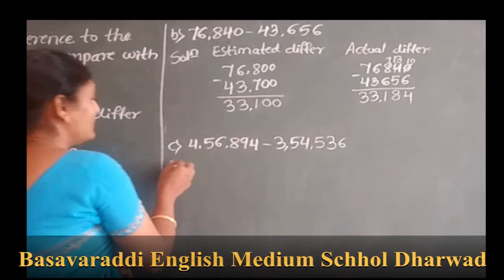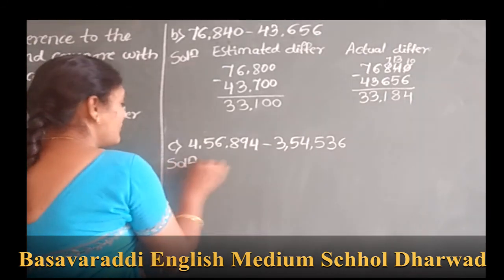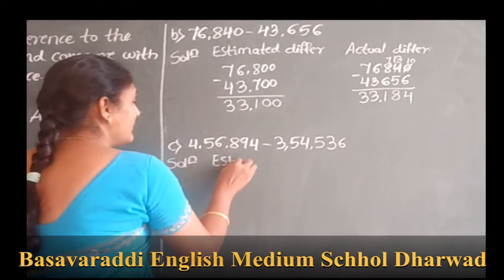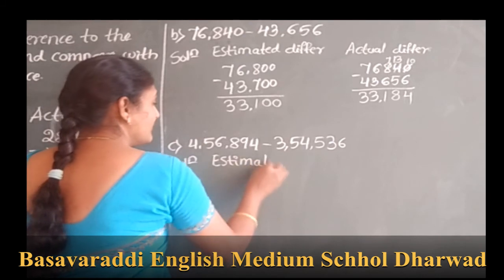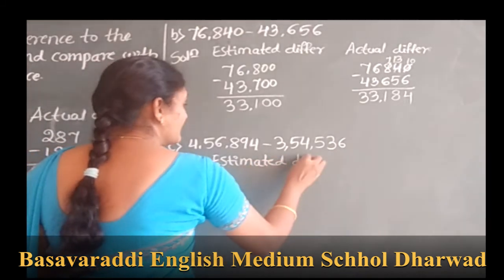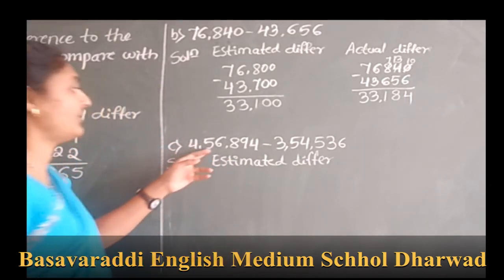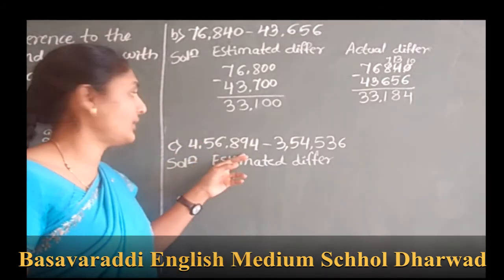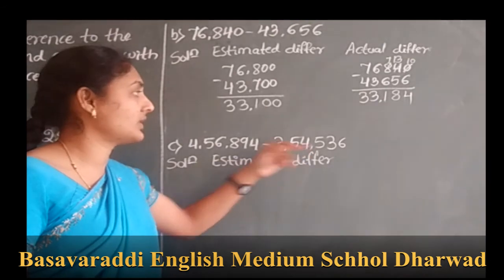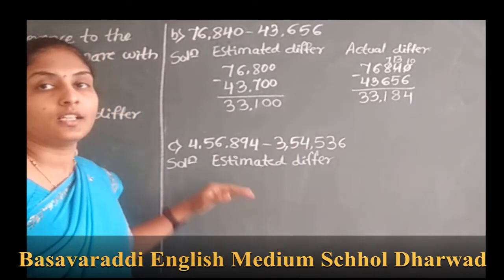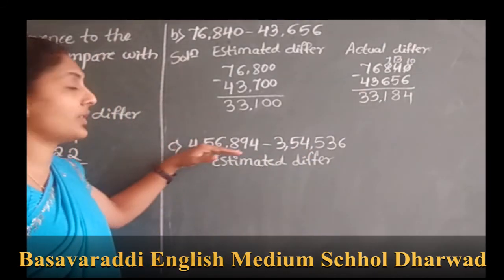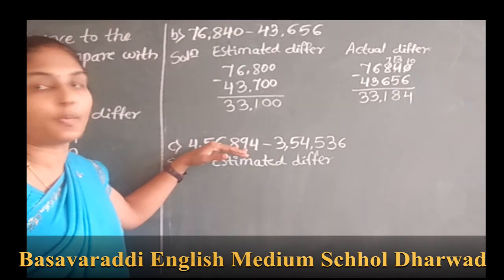Now the C problem. Move to C1. Solution: the estimated difference is 4,56,894 minus 3,54,536. The question is to round to the nearest 100 place.